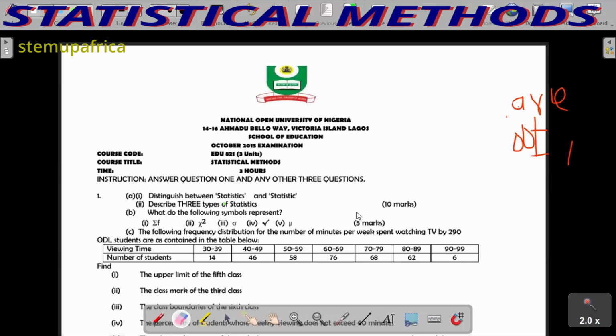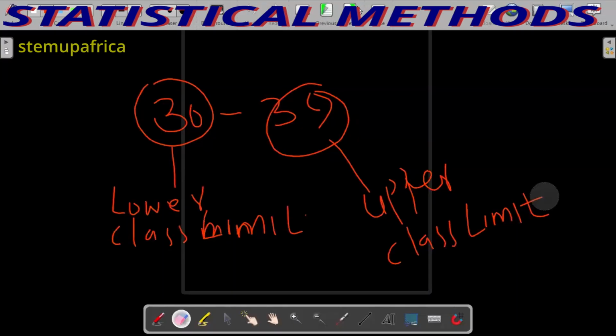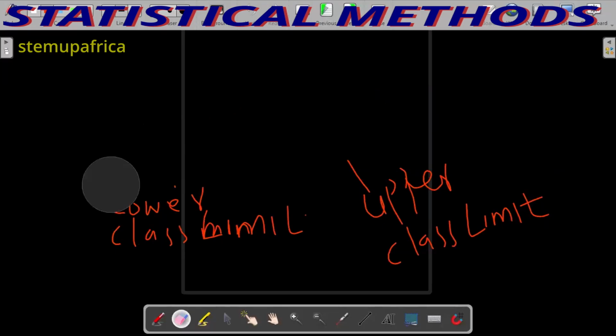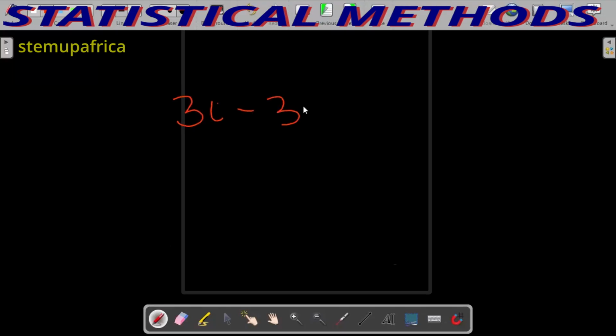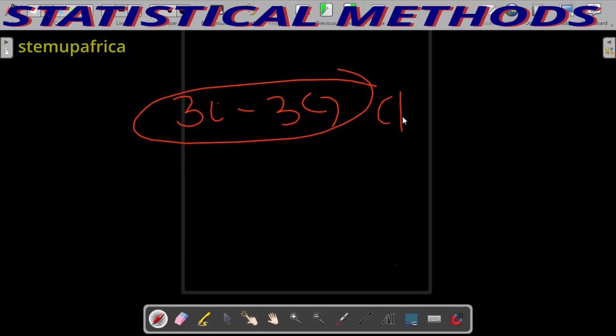So what about class mark? How do we get class mark? You can use these two to obtain class mark. Just as every other one, you can use any one to obtain class mark. Let's use the first one, 30 to 39. The 30 to 39, remember we said it's called class interval. That is what it's called, class interval.